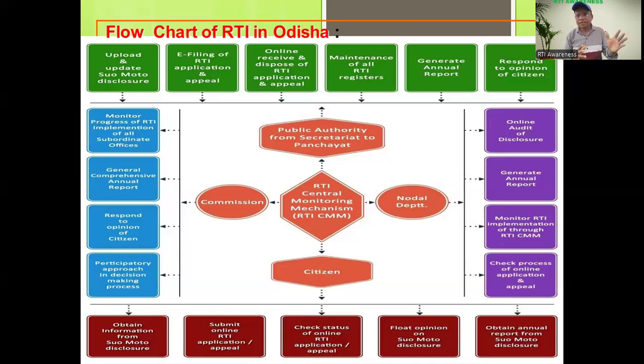Another stakeholder is the Odisha Information Commission or State Information Commission. Their duties are very important: they deal with the second appeals of the appellant and the complaints of the appellant under section 18. Those who have complained before the Honorable Odisha Information Commission, the Commission can hear them, give a decision, or dispose of that complaint or second appeal. This is the flowchart of RTI in Odisha.